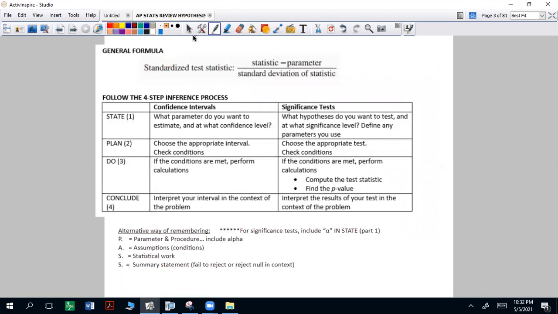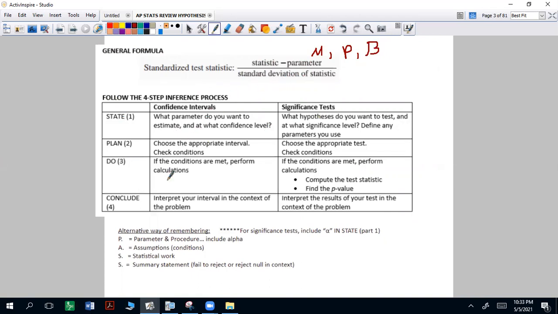The general formula for a test statistic is statistic minus parameter over standard deviation. It's kind of like a z-score formula, but this is generic. So some number minus your parameter, which could be your true mean or your true p or your true slope or whatever, over your standard error, the standard deviation of the statistic.